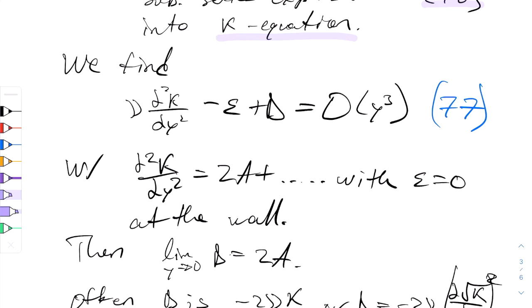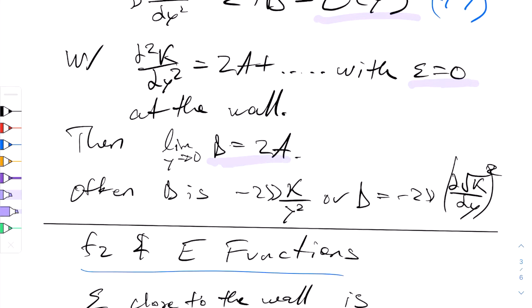You'll get nu, the viscosity, times the second partial of k with respect to y squared, minus dissipation plus the D function, which is on the third order. Now, with the second partial of k with respect to y squared, we'll have 2a plus the higher order terms, with the dissipation of 0 at the wall. Then we can say that the limit, as y goes to 0, of D will be equal to 2a. Through this method, we found a way to relate D with the function which we defined as a, to enforce epsilon of 0 at the wall.